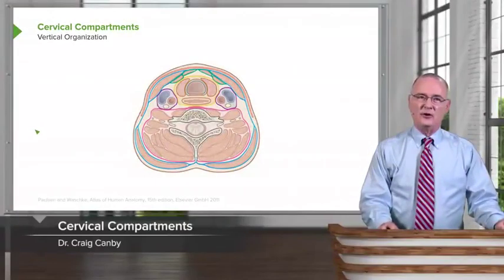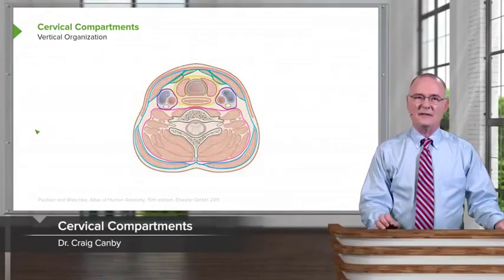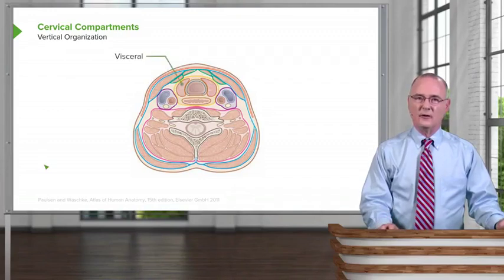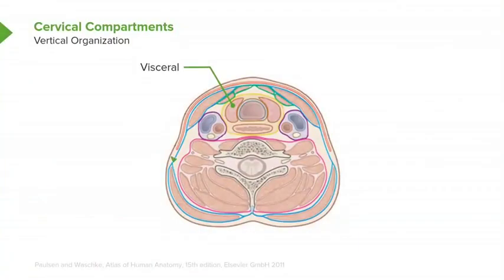Our next stop on this journey of the neck is to look at the cervical compartments. The cervical compartments, of which there are 4, are organized in a vertical direction. Let's take a look at the first compartment. Here we're looking at the visceral compartment right in through here.